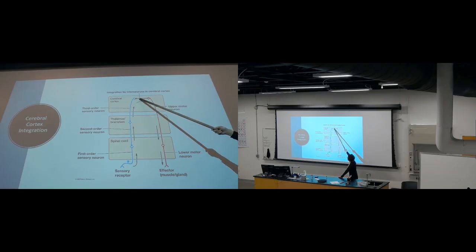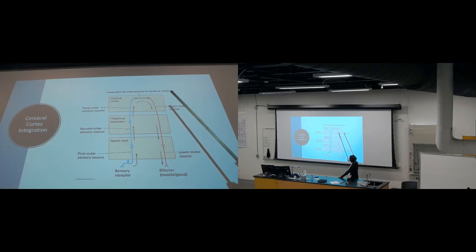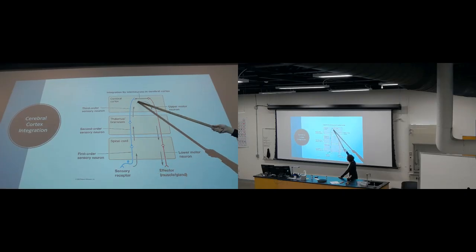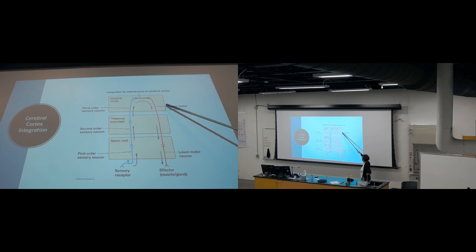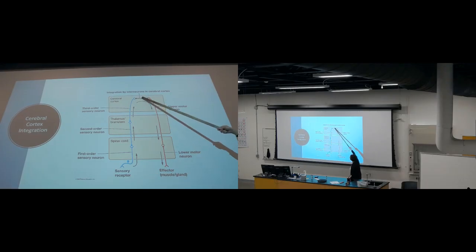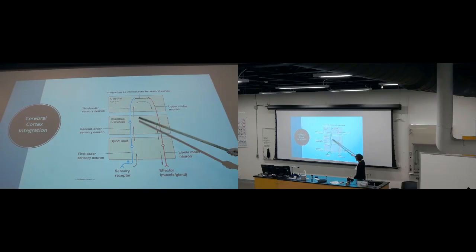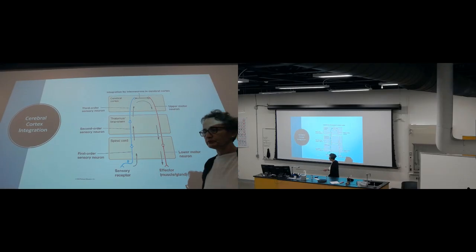And then you send information into this upper motor neuron with some interneurons. And then you start that descending pathway. So everything that goes up is ascending, and everything that goes down is descending. So your upper motor neuron connects into the spinal cord and then into your effector. So sensory, motor. Sensory goes up, motor goes down.